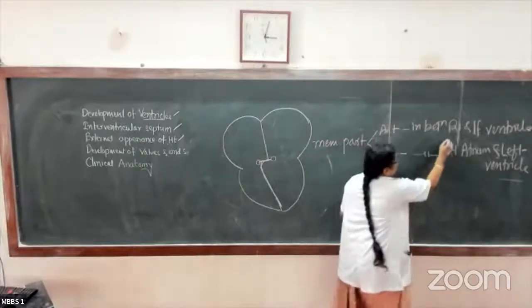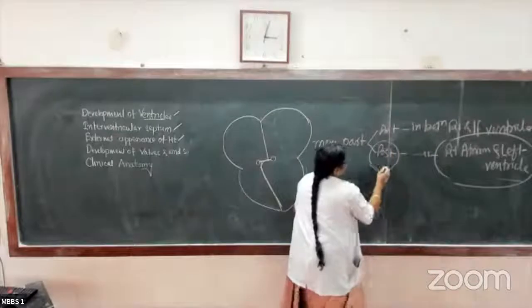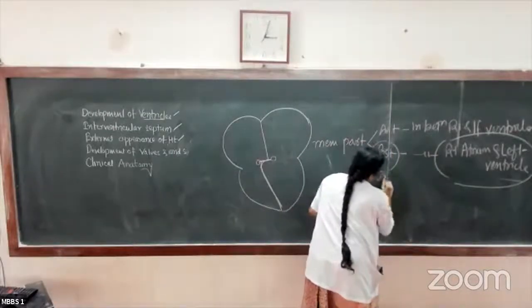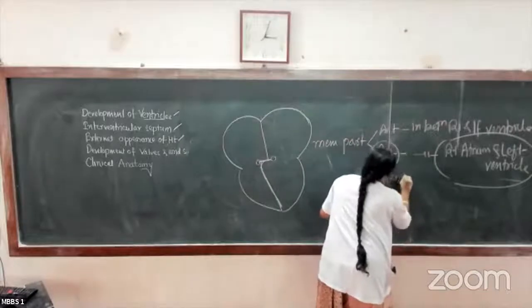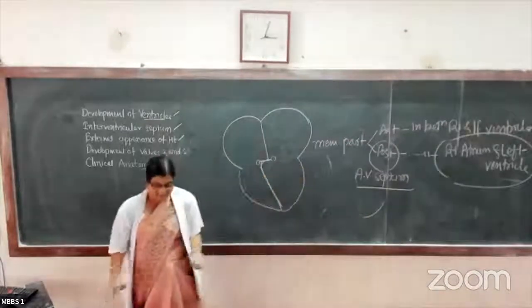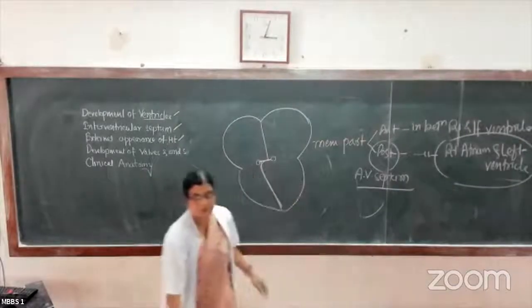So this part, posterior one, forms the atrioventricular septum. This is known as atrioventricular septum. So if you mention about this part also, you get more marks. So here we are going to stop. Right.